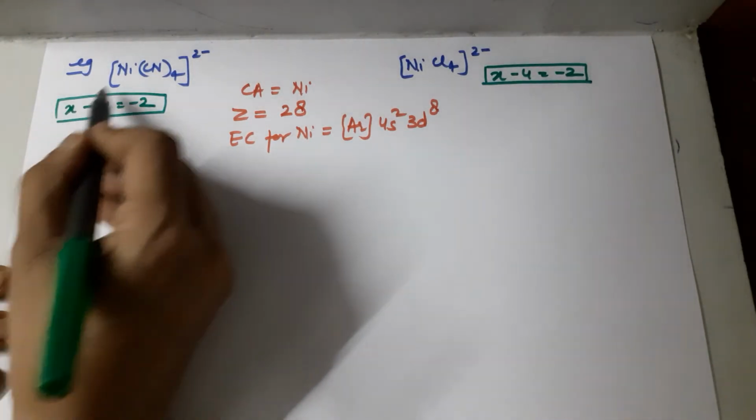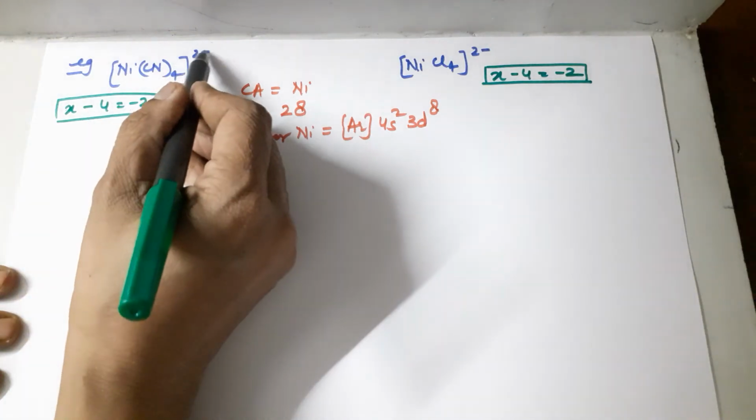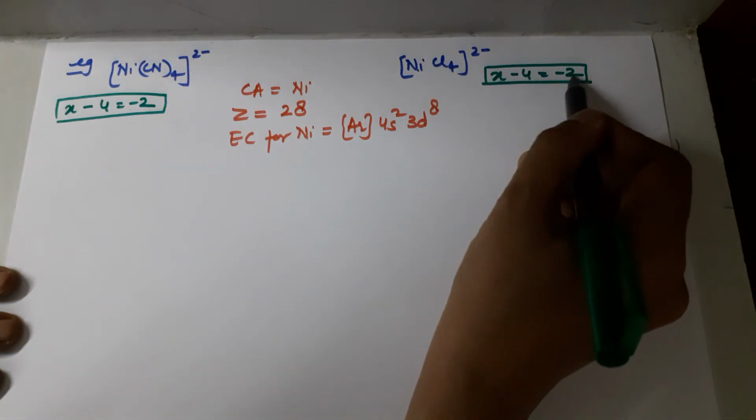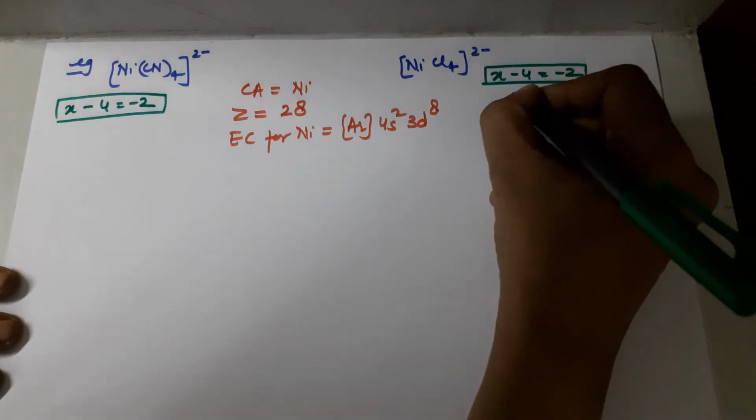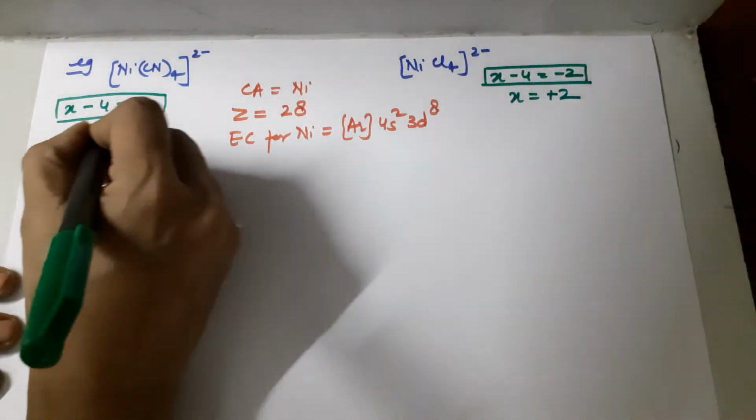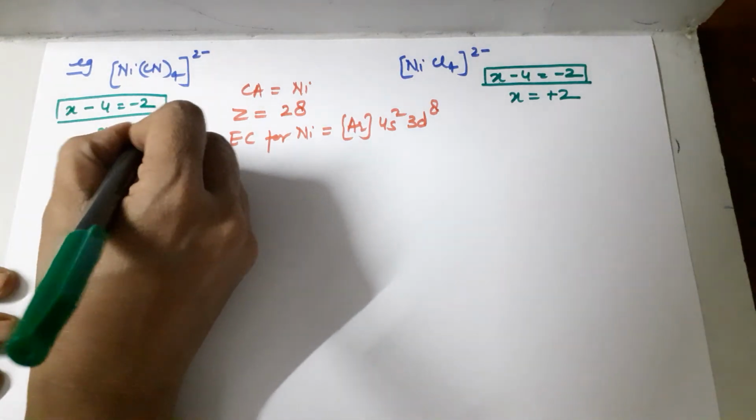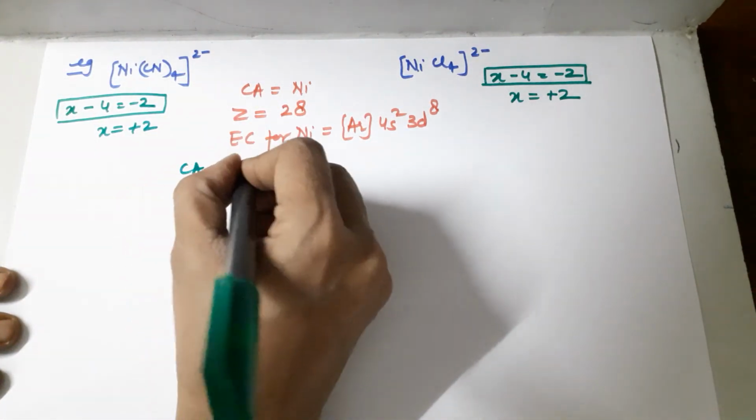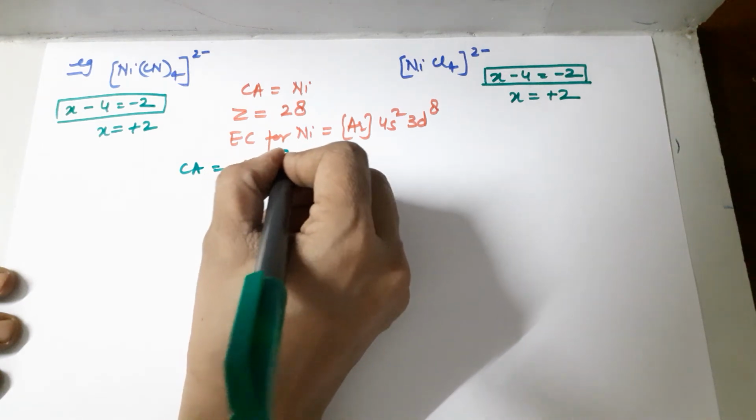In both the cases, you would have x minus 4 is equal to minus 2, the charge. X for nickel, 4 chloride minus 4 is equal to minus 2, the charge. So your x comes out to be plus 2. Both the complexes are the same in category. So your central atom is nickel in plus 2 state.